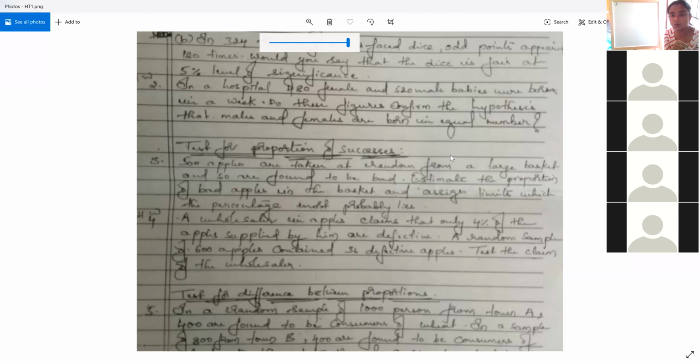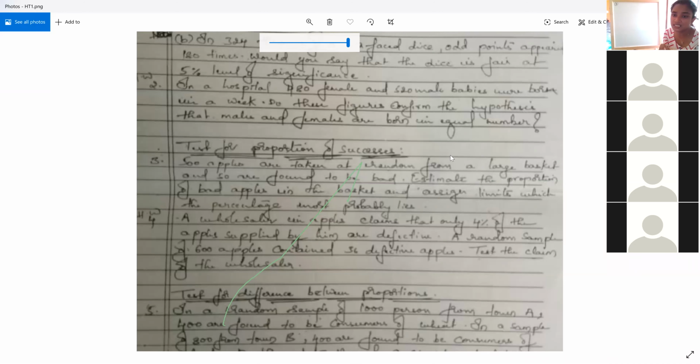A wholesaler of an apple claims that only 4% of the apples supplied by him are defective. So this is the statement a wholesaler is telling. Out of the apples he sold, only 4% are defective. A random sample of 600 apples contain 36 defective apples.